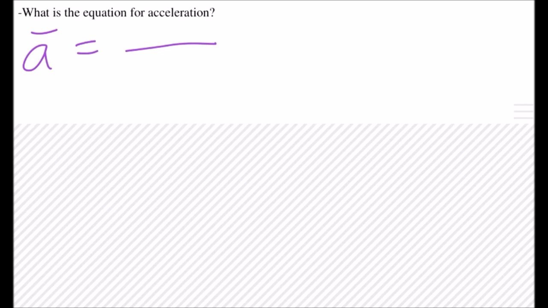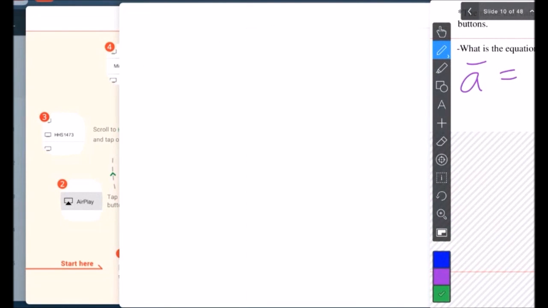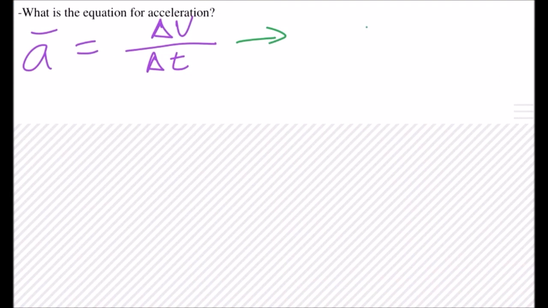I'll give you a hint. It's divided. Delta V over delta T. Fantastic. Okay, delta V over delta T. Now we want to come up with the counterpart for angular. So the symbol for angular average acceleration is alpha, lowercase alpha.